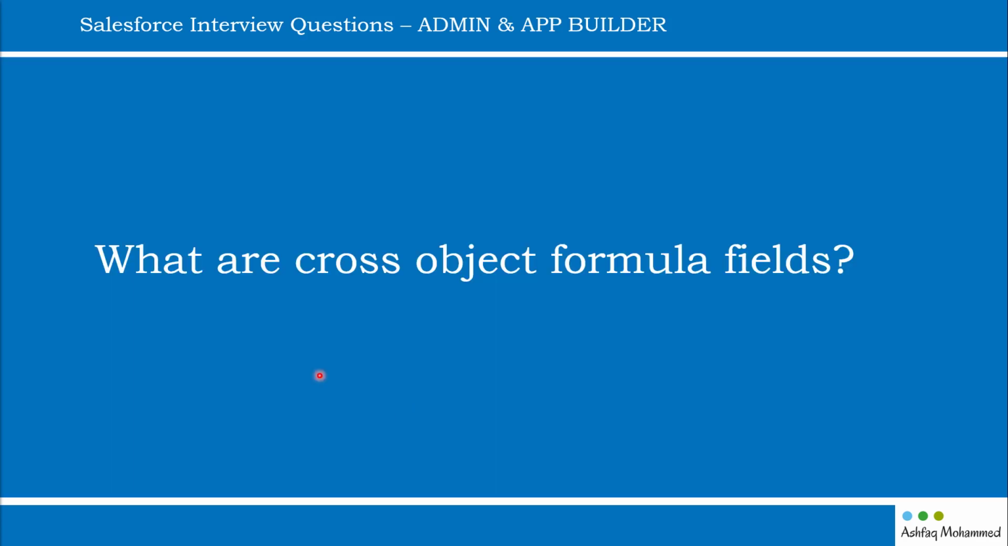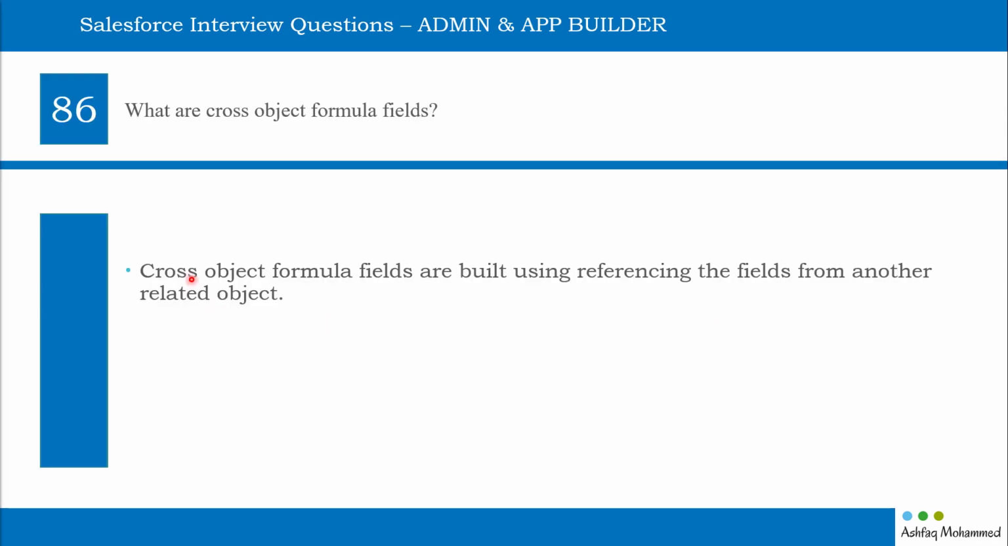So likewise, you try to do multiple different combinations and see what return types you are getting for your formulas. Okay. Next question is, what are the cross object formula fields? This is also a really important question. Okay. So cross object formula fields are built by referencing the fields from another related object. I want to show the formula based on the data of a field from another object. So that is nothing but the cross object formula field.